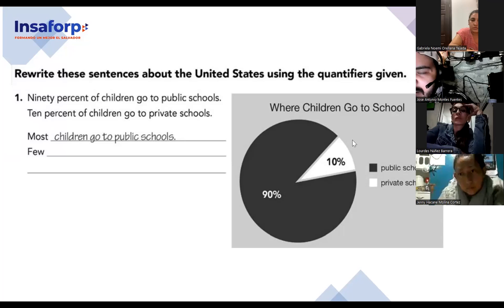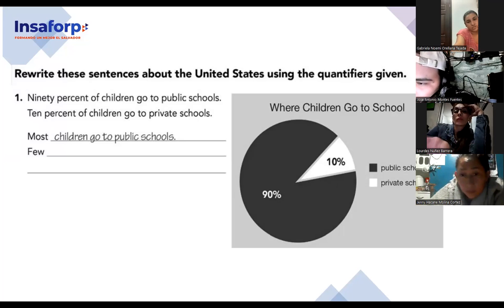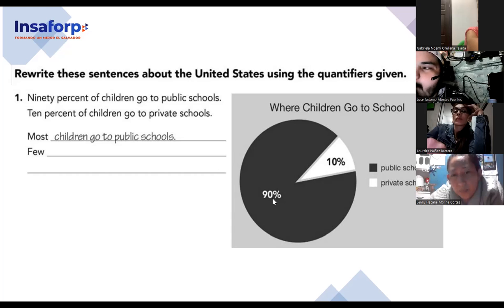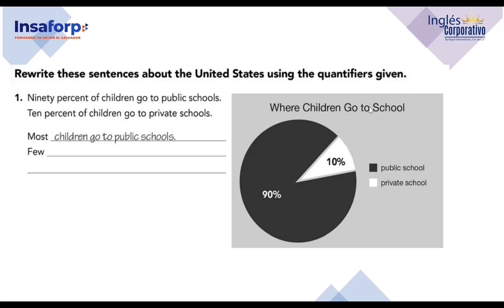Entonces, esos dos quantifiers, usted los puede ver en este circle. In that circle, you can identify. ¿Cuál sería most? José Antonio, ¿cuál sería más? Most is 90%. Right? And few sería 10%, right? Very good. Ahora, ¿qué más nos da? Nos dan aquí lo que vamos a hablar. Public school and private school. Y aquí nos da, en letras, lo que tenemos en números, in numbers, okay?